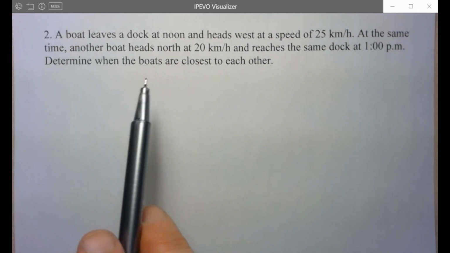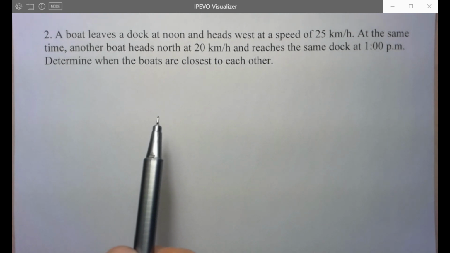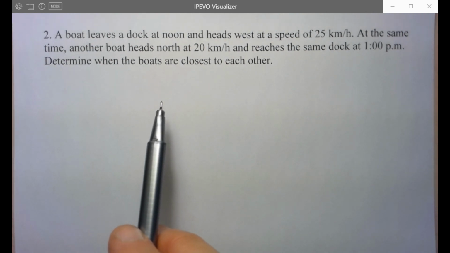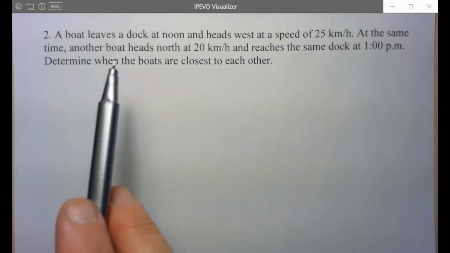Okay, so since we're looking for when they're closest, clearly we're going to have to find some equation for the distance between these two boats. All right, so again, I'm pretty sure we're going to need a diagram here to figure out how to do that. All right, so I want to figure out where to place my dock. So let's see what's happening.